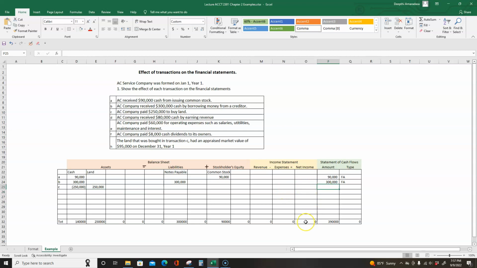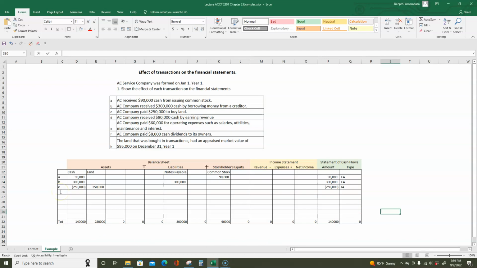Let's look at the statement of cash flows. The statement of cash flows was affected. Our cash decreased, so we have a cash outflow of $250,000. What type of activity is this? Land is a long-term asset, therefore it is an investing activity. And I will say IA for investing activity.